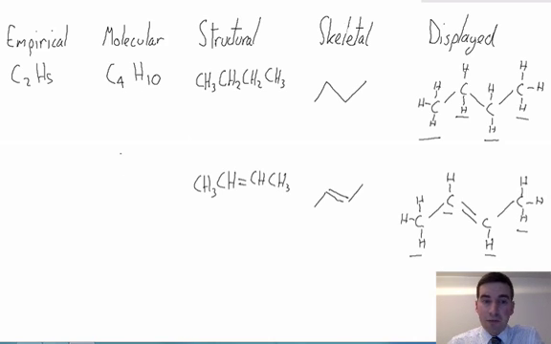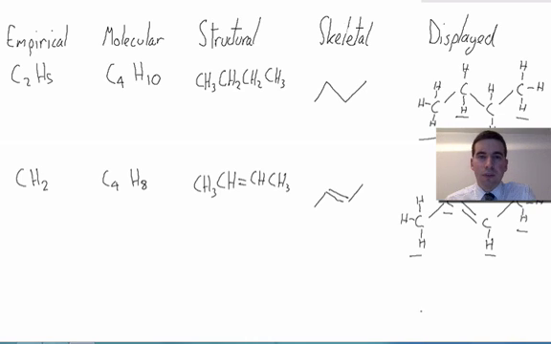Now the molecular formula for this, we still have 4 carbons, but this time we only have 8 hydrogens. Now the empirical formula for this, the simplest ratio, is CH2, because we have double the amount of hydrogens than we do carbons. And finally, one last example.